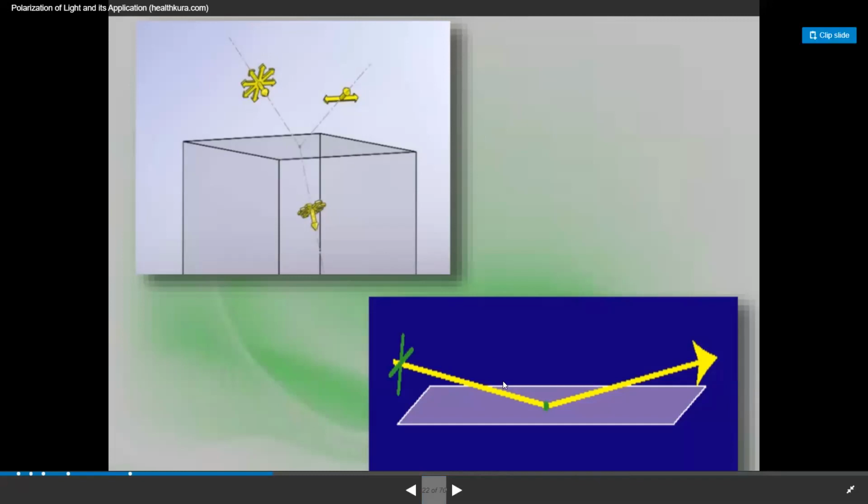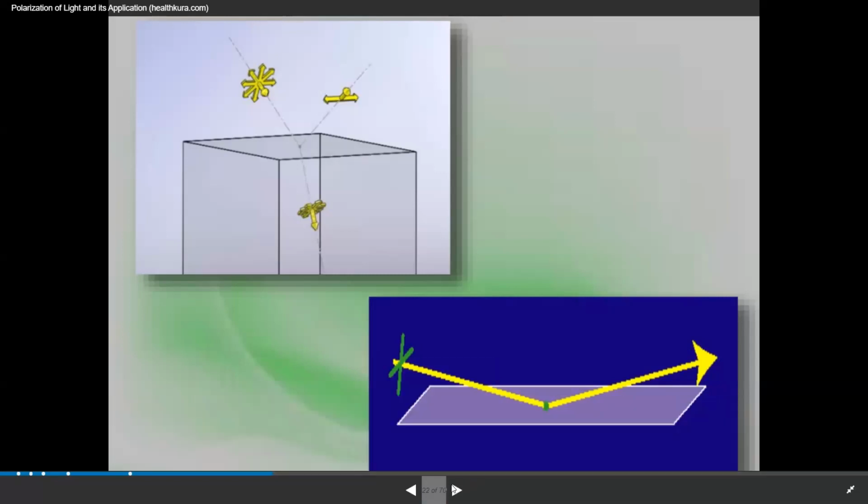Again, here also it is clearly pictured. When unpolarized light is incident, why is it called unpolarized light? It has multiple directions. It is incident on a glass plate, so automatically there is a refraction and a reflection. But along the reflection, there is only one direction. That means unpolarized light is converted into polarized light by the reflection process.